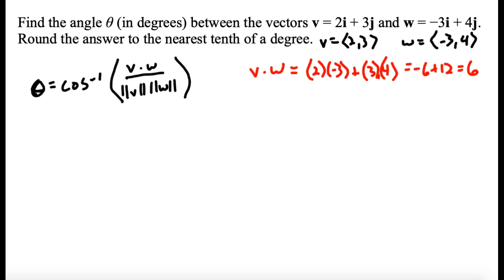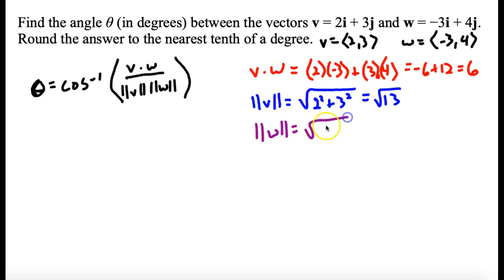Then I need each magnitude. So the magnitude of V will be, remember we're just thinking about this in terms of Pythagorean theorem, so it'll be the square root of 2 squared plus 3 squared, which would be the square root of 4 plus 9, the square root of 13, and then the magnitude of W, use the same process, so the square root of negative 3 squared plus 4 squared, so that'll be 9 plus 16 is the square root of 25, which is just 5. So we have all the information we need now to plug in here.